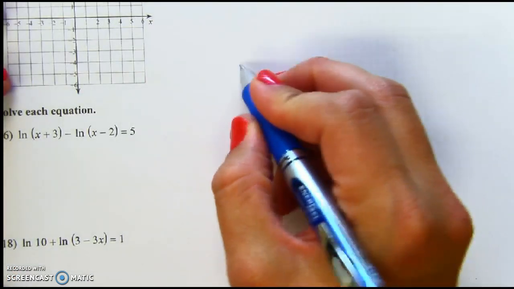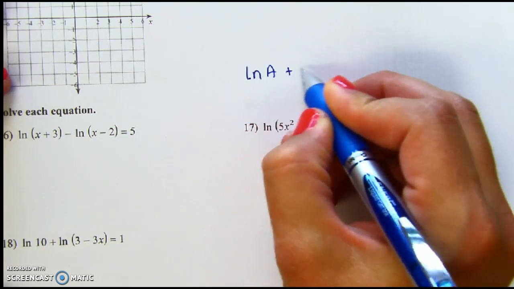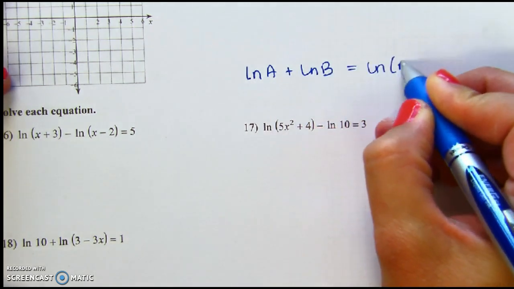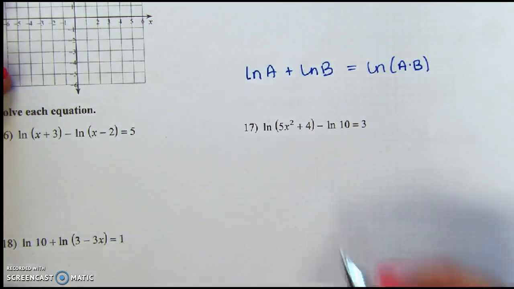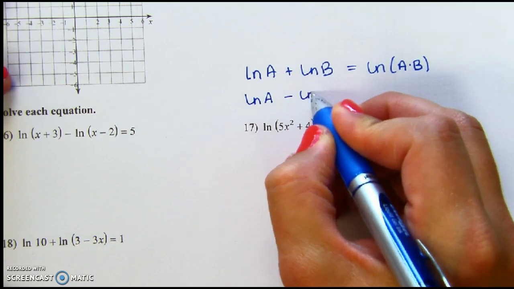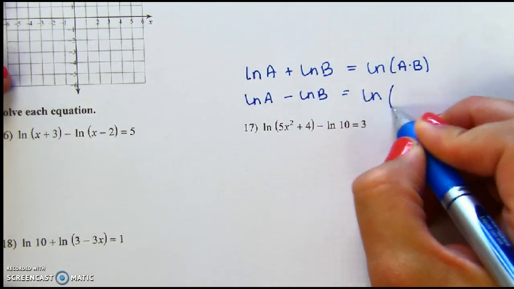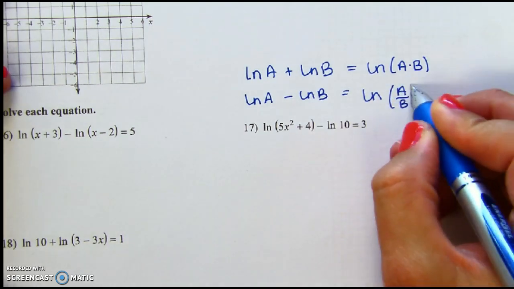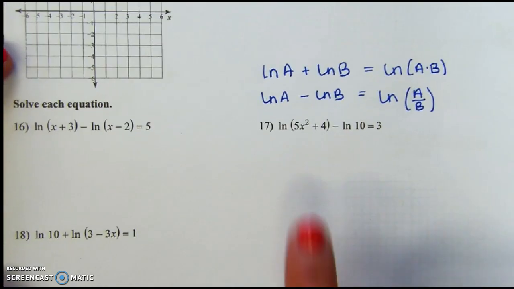Let's write it up here. If you have a logarithm plus another logarithm, that equals 1 logarithm with the 2 inside terms, called the arguments, being multiplied, okay? And if you have the log of A minus the log of B, then those combine into a single logarithm by division, with the first argument going in the numerator and the second argument going in the denominator. So we need these 2 rules. So that's going to be step 1.